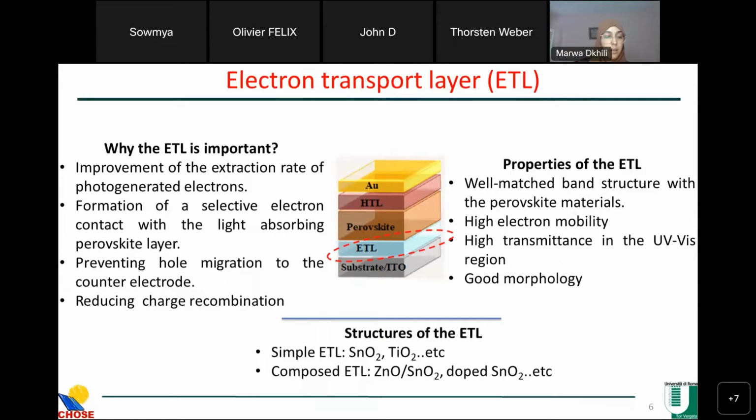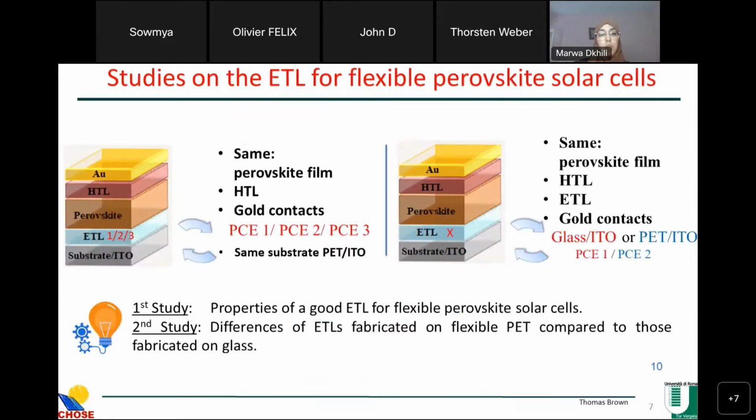So we have made different studies on this layer. First, we fabricated different sets of perovskite solar cells, keeping the same perovskite film, the same hole transport layer, the same gold contacts, and the same substrate, which is the glass ITO. Each time we changed the electron transport layer, we found a different efficiency.